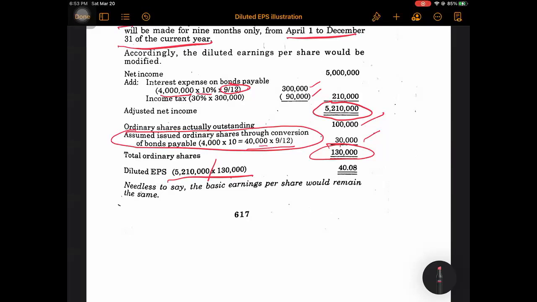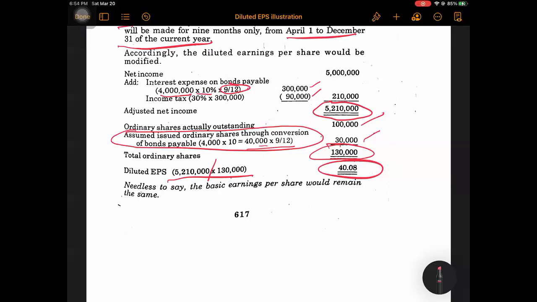Question, based on this computation, is it dilutive? Is our convertible bonds considered dilutive? Yes? Why? It is below the basic earnings per share, sir. Okay, because it is lower than your basic earnings per share of 50. Therefore, it is dilutive. So we can now compute the diluted earnings per share.